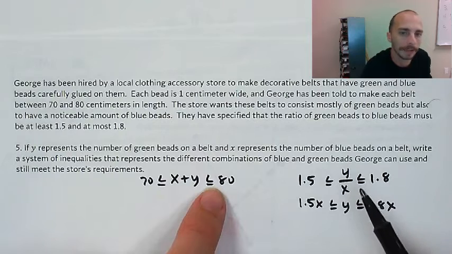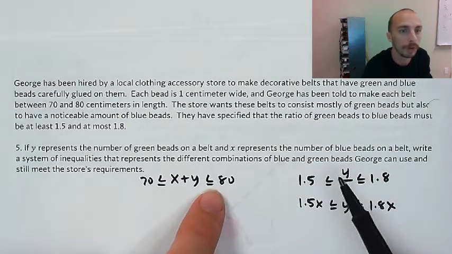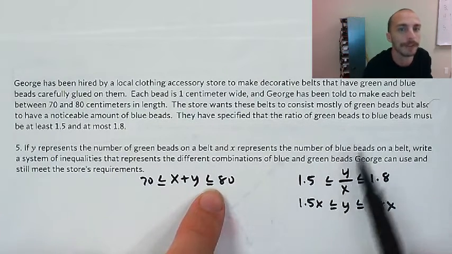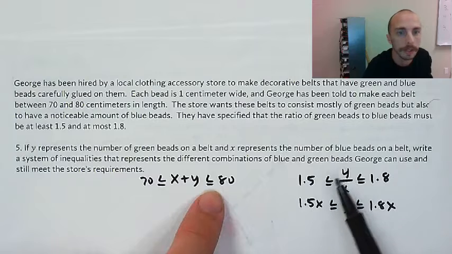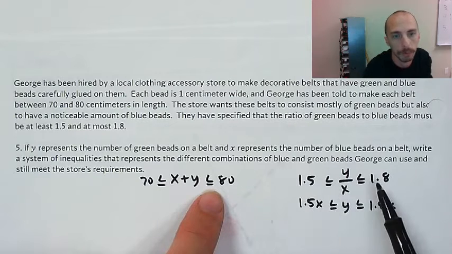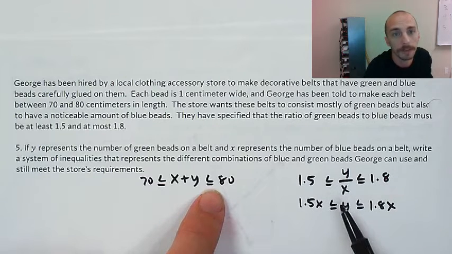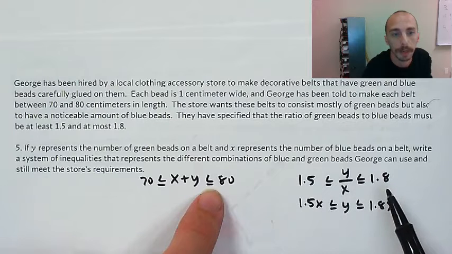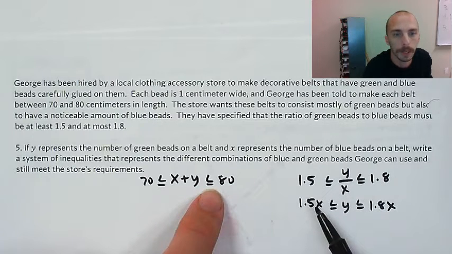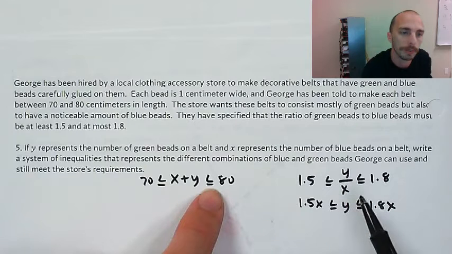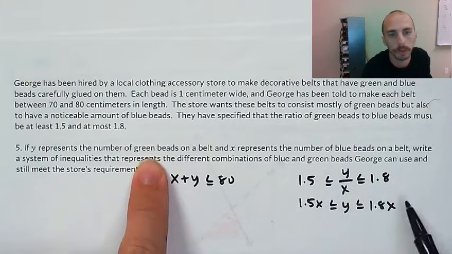And if the ratio of Y to X is between 1.5 and 1.8, the ratio of Y to X is Y divided by X. And so Y divided by X is between 1.5 and 1.8. And we can get this into something we graph as a line by multiplying all three sides of this inequality by X. Okay. And then we would have 1.5x is less than or equal to Y is less than or equal to 1.8x.